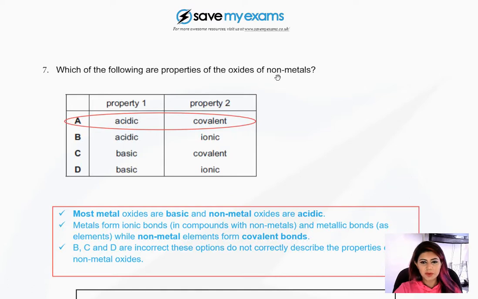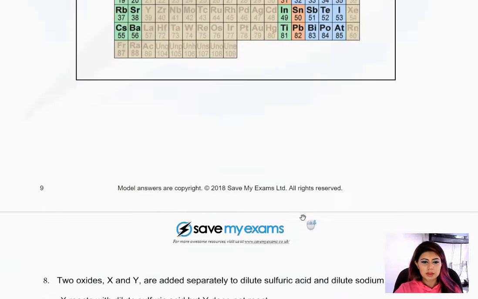Properties of oxide of non-metal. Non-metals are acidic, so between A and B. And then non-metals, you form covalent bonding, right? Because oxide is oxygen, and then you take a non-metal like carbon, carbon and oxygen are both non-metals, so covalent bonding. So A. Question 8.